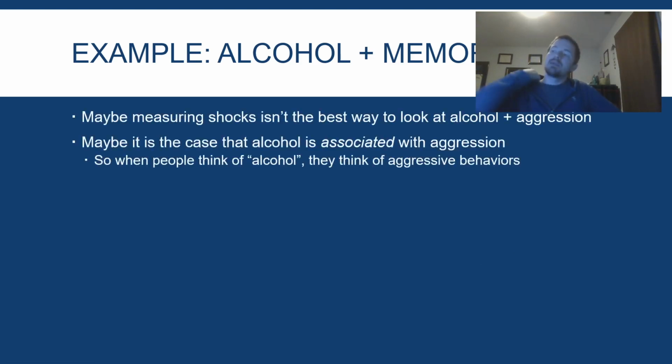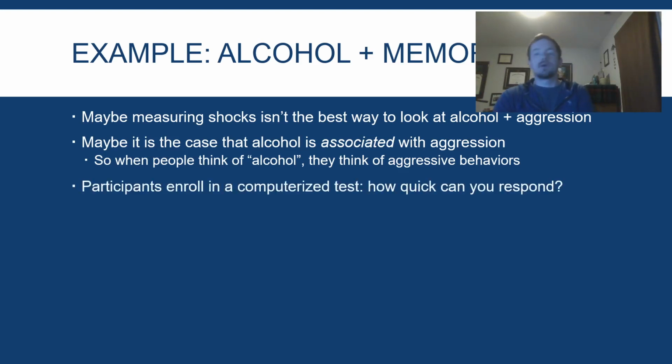So maybe measuring shocks and how much you shock someone is not the best way to look at alcohol and aggression. There's other ways to do this. This is a little bit now more of a cognitive design, where we are going to look at what levels in which alcohol is associated with thoughts of aggression. So whenever people are thinking about alcohol, are they thinking about aggressive behaviors? So studying similar ideas, but in a very different way, right?